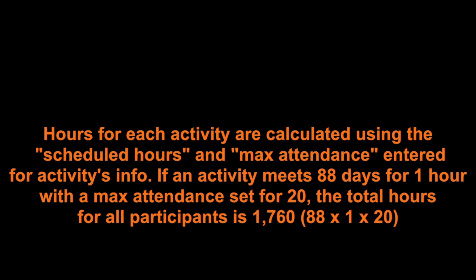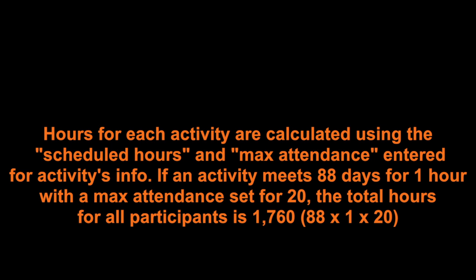Based on the info that you provide when scheduling an activity, DYCD Online does some math. The activity will run 88 times over the course of the year for 1 hour each for a total of 20 participants. 88 times 1 times 20 equals 1,760 hours. These hours count towards your program's total hour goal, structured hour goal, and leadership development goal.